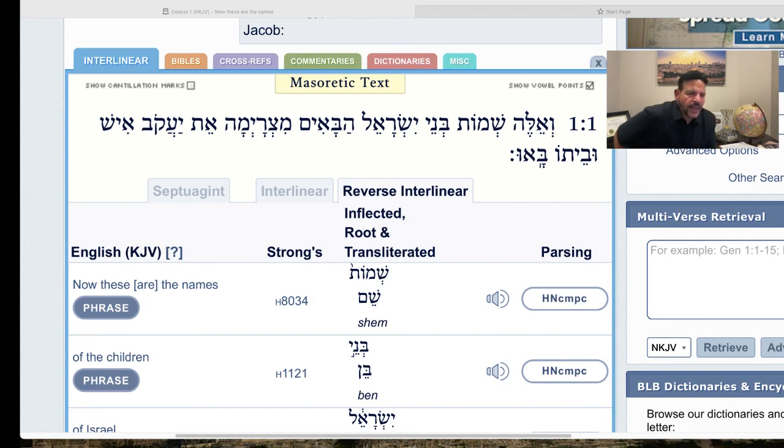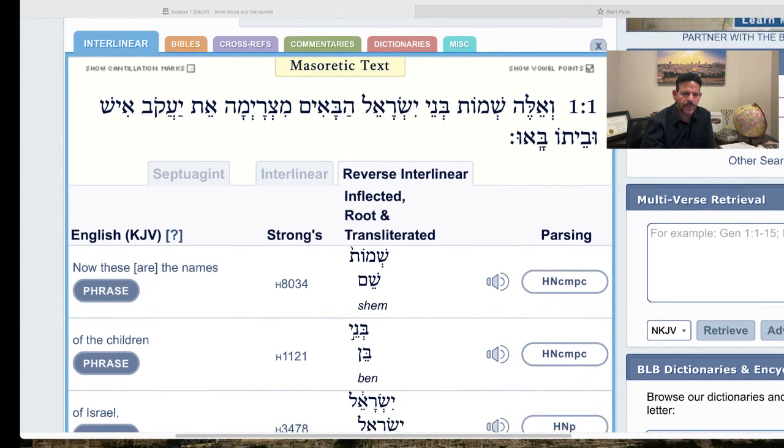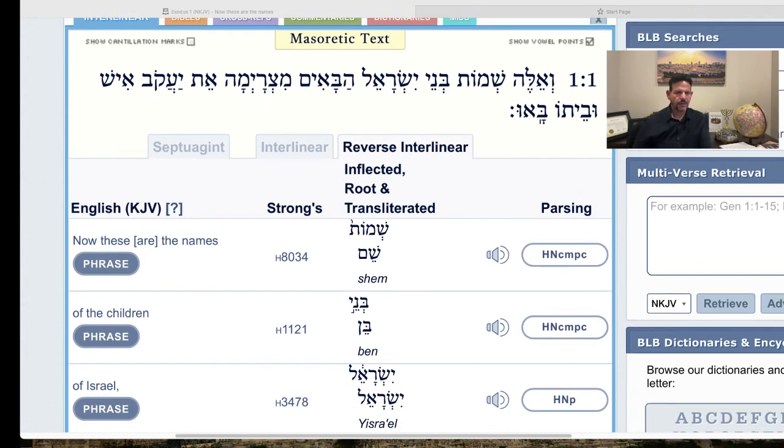So ve'ele, it doesn't even have it in the list here, but ve'ele means "and these." Ve is "and" and ele is "these." So we have ve'ele, and then we have Shemot. Interesting here that we have ve'ele Shemot, these are the names of who? Bnei Yisrael. And if you look right under here, you see Ben, but it's in the construct form, Bnei.